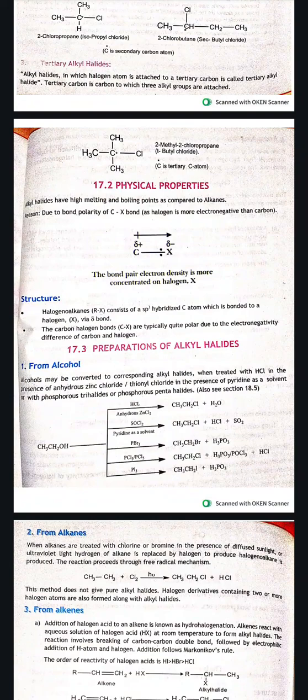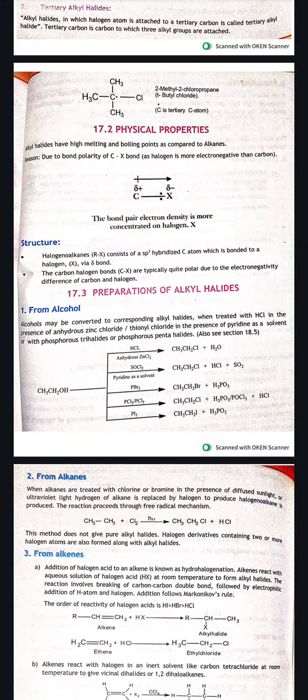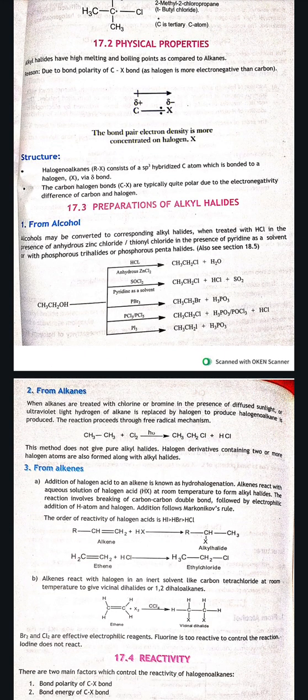Okay. Now we have some physical properties. Alkyl halides have high melting and boiling points as compared to alkanes. This is due to the bond polarity of the C-X bond, as halogen is more electronegative than carbon. So the bond pair electron density is more concentrated on the halogen. Halogenoalkanes consist of an sp3 hybridized carbon atom which is bonded to a halogen via a sigma bond. The carbon-halogen bonds are typically quite polar due to the electronegativity difference of carbon and halogen. So these are polar compounds.